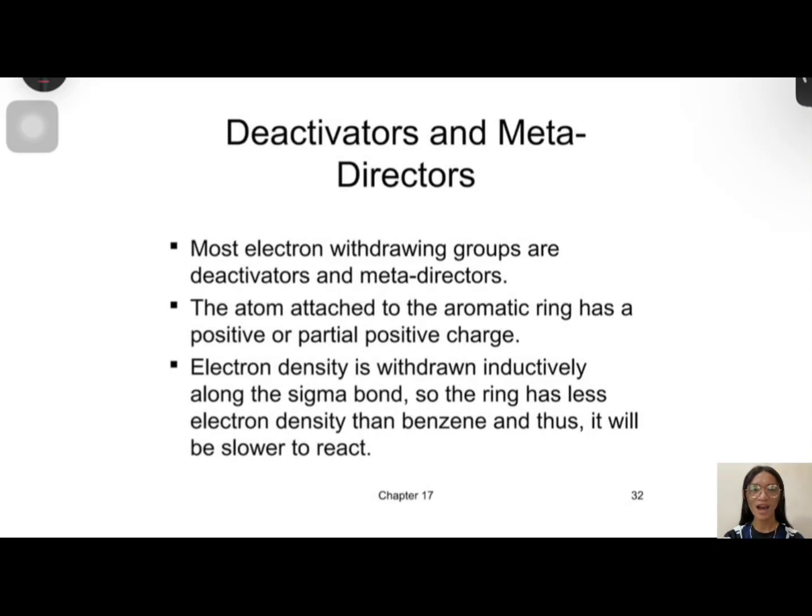And next are the deactivators and meta directors. Most electron withdrawing groups are deactivators and meta directors. The atom attached to the aromatic ring has a positive or partial positive charge. Electron density is withdrawn inductively along the sigma bond, so the ring has less electron density than benzene, and thus it will be slower to react.